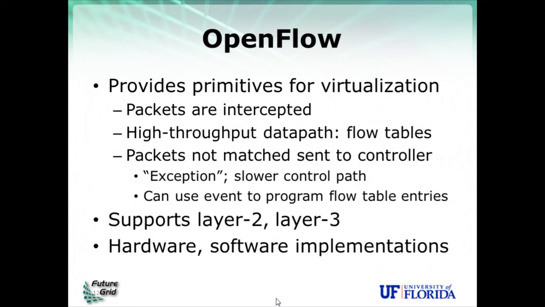So again, packets are intercepted. There's a high throughput data path, if it's a hardware implementation of OpenFlow, through these flow table pipelines. And packets that are not matched, akin to the privileged instructions that a virtual machine handles, are handled by the OpenFlow controller. It's a slower path. It's not the hardware path. It goes through an external controller, but it can be used to program flow table entries for the next time a packet of a particular type appears in the device. It can then be handled by the fast flow table pipeline.